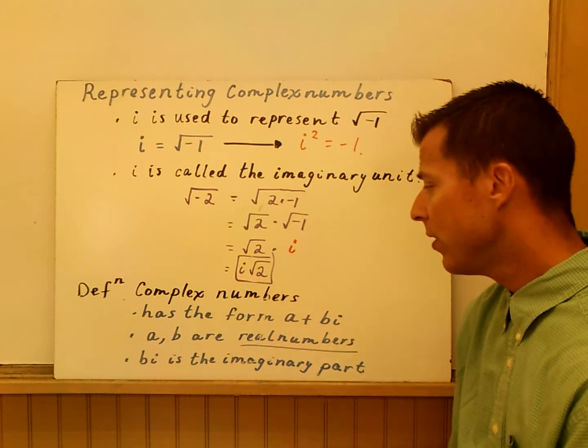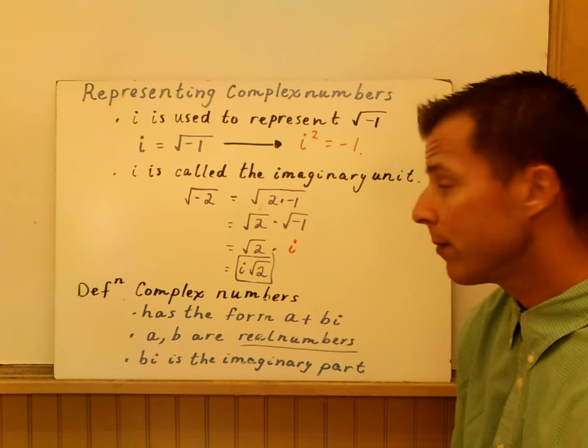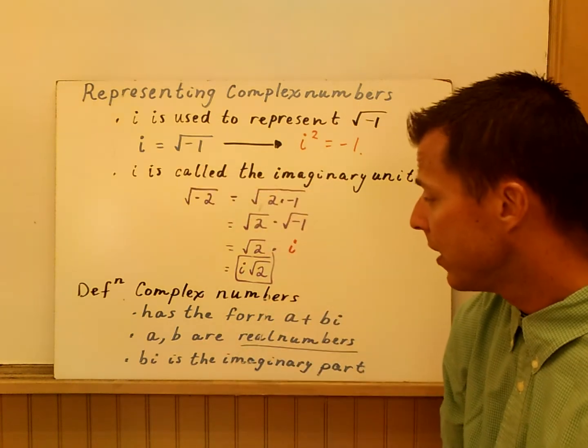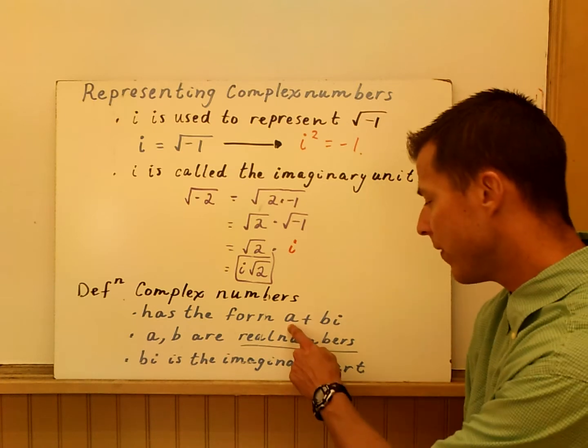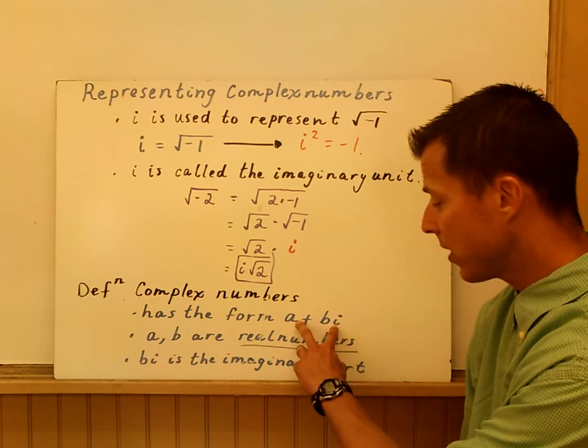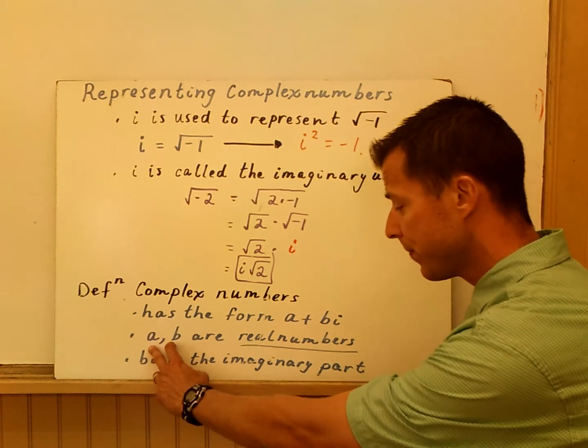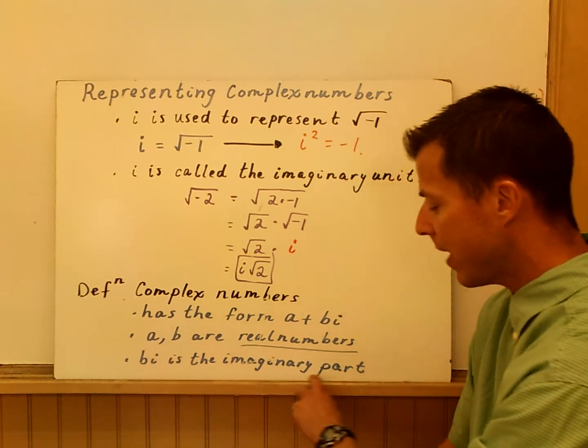Okay, so now this is when we can define complex numbers. All of a sudden I've told you what i is able to represent. A complex number is in the form of a plus bi. That's your complex number. a and b are elements of the real numbers, and bi is called the imaginary part.